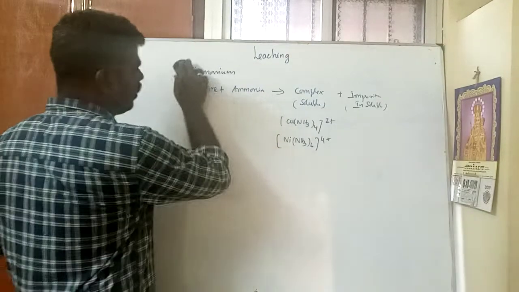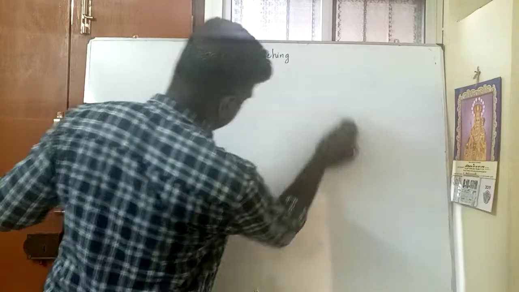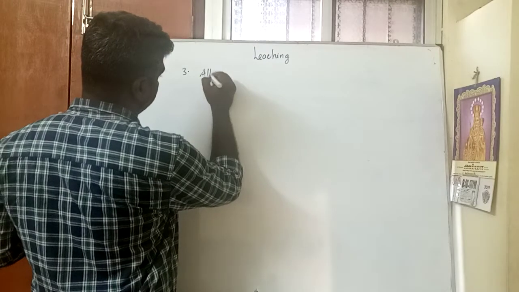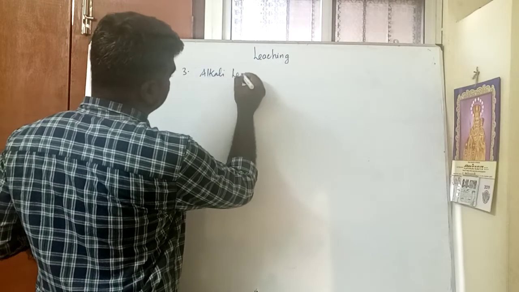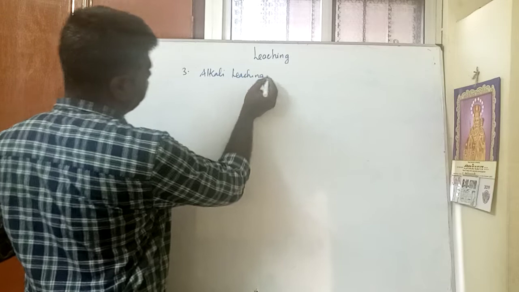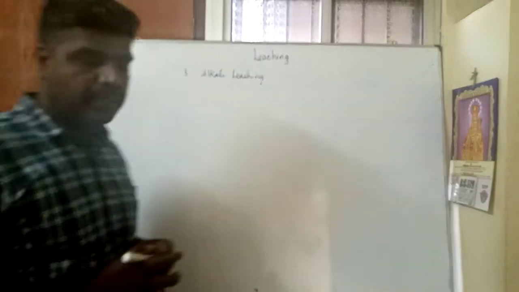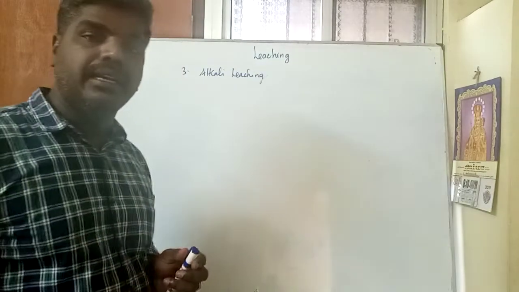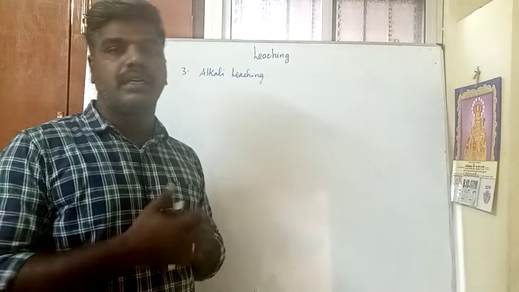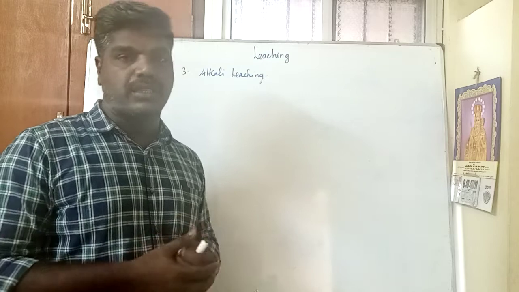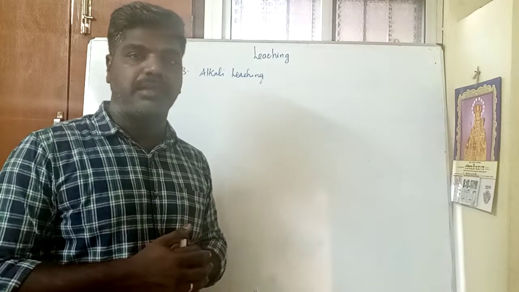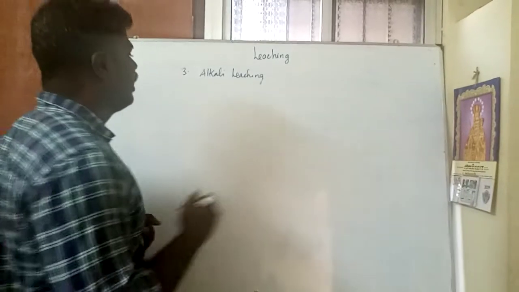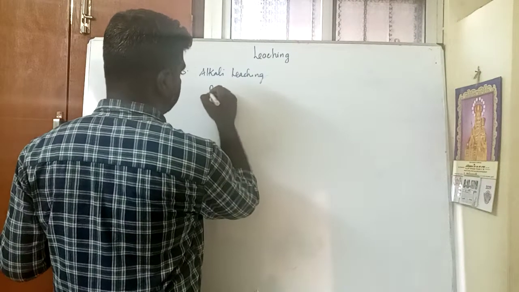Okay, this method is called as what? Ammonia leaching. Then the third method we are going to see is alkali leaching. The alkali leaching is nothing but the ore of the metal reacts with a solvent like alkali, forming a soluble salt. Impurities are insoluble. That method is called as what? Alkali leaching. Here, let me take one example like bauxite.